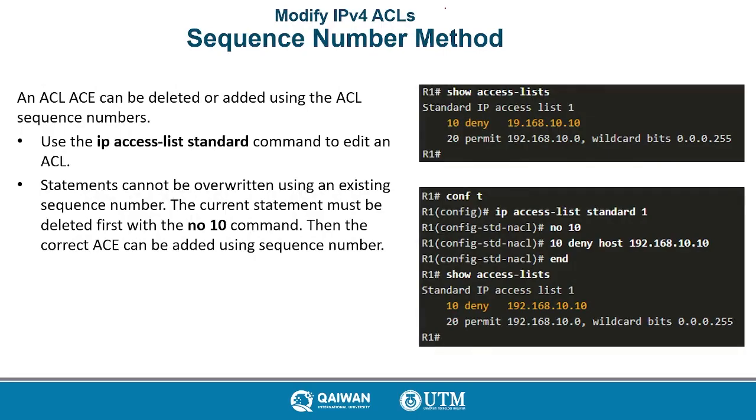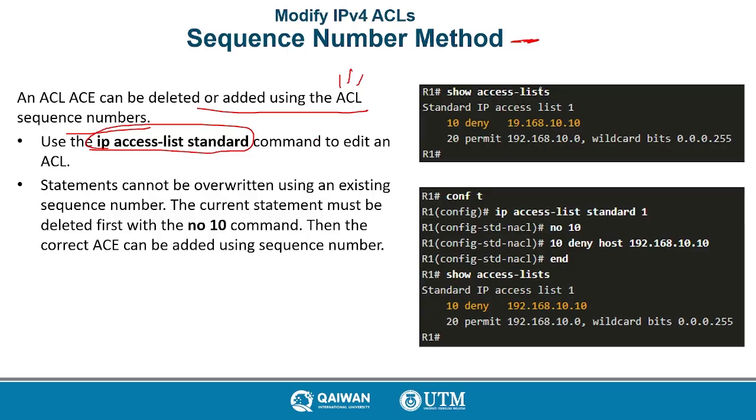The sequence number method. Also, we have a sequence number. The ACL ACE can be deleted or added using the ACL sequence number. How? Use the IP access list standard to edit an ACL. So let's say that I want to edit an access control list. The first thing that I need to do is use the IP access list standard command and edit an ACL.